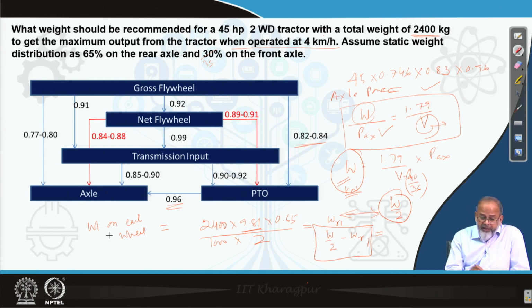Then what is coming in the actual condition you can find from the static weight distribution. Since the weight is given in kg, I multiplied with 9.81 into 0.65 by 1000 to make it kilonewton, then divided by 2 to find the weight coming on one of the rear wheels, denoted as WR1. The difference of W by 2 and WR1 gives the extra weight required, and that has to be added to the wheels of the rear axle.